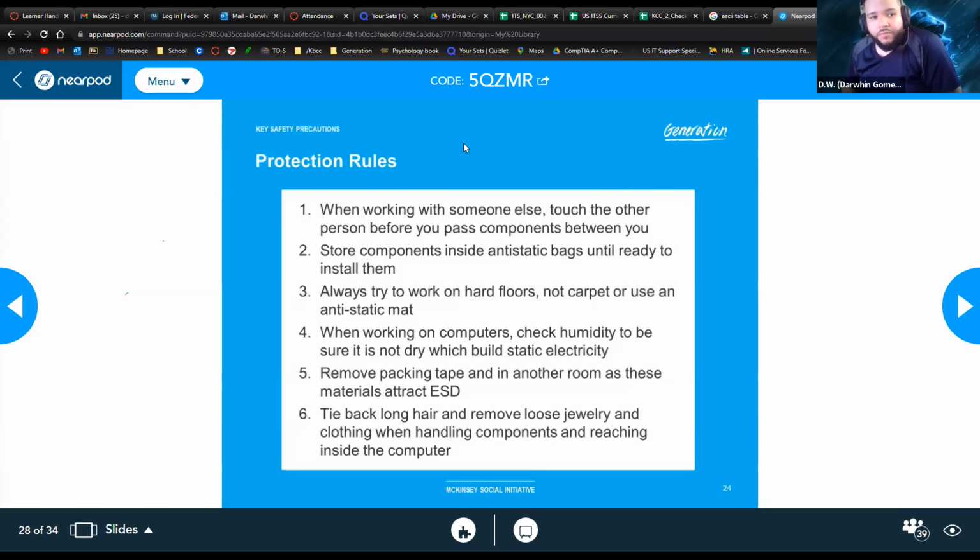All right. Adriel, would you read 3 and 4? Always try to work on hard floors, not carpet, or use an anti-static mat. When working on computers, check humidity to be sure it is not dry, which builds static electricity.